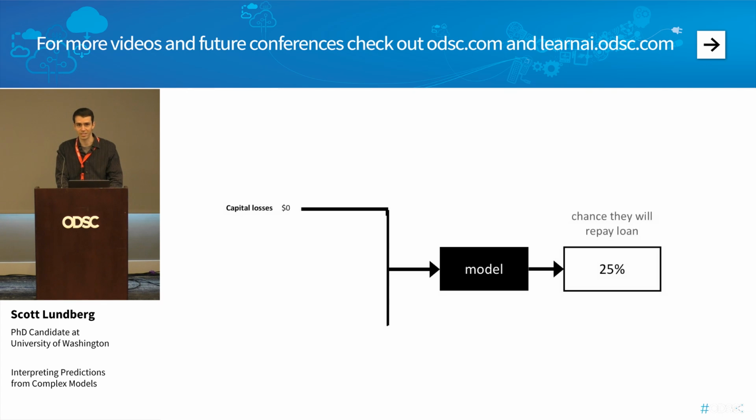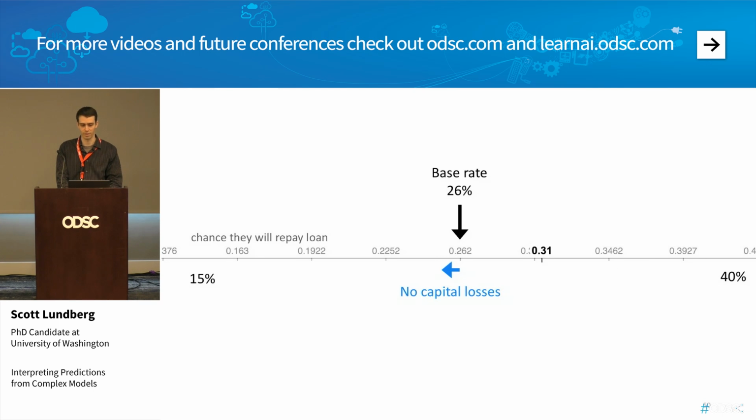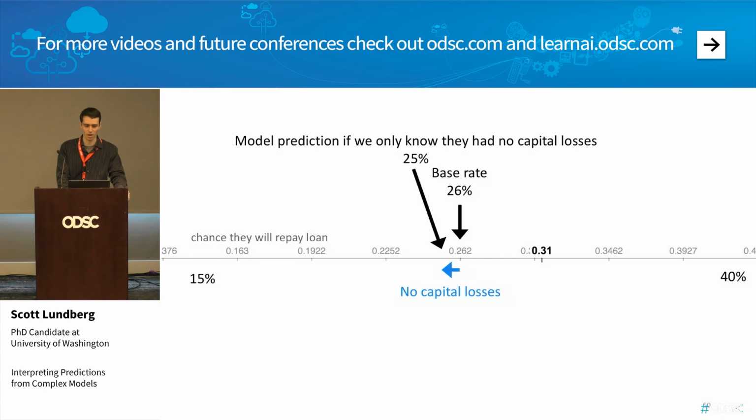Let's just try turning these things on like we discussed earlier. If we put capital losses in, we get 25%. What does that mean? Well, if we draw it as an arrow, when we observe capital loss, the chance of her repaying the loan actually drops a bit. You have to have money to lose money, I think. That's probably the intuition here. So now if we only know that we have capital losses, the prediction changes to 25%.